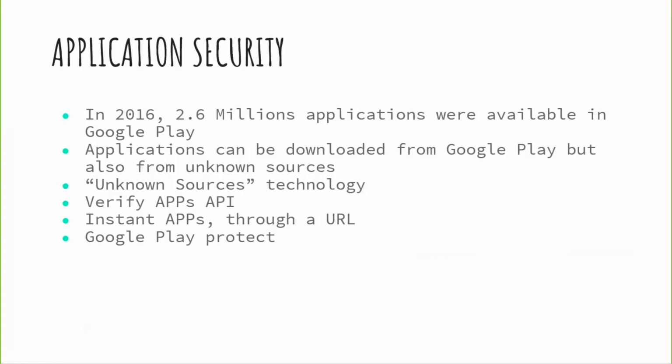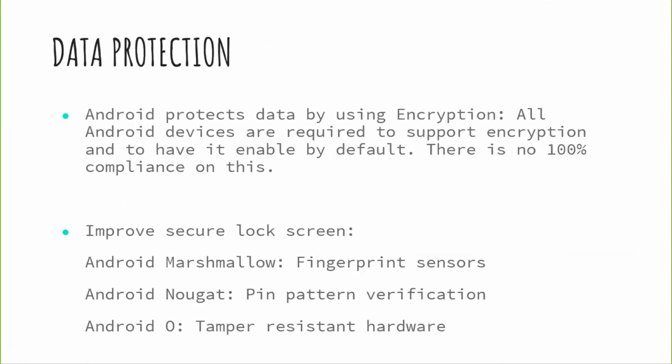Now let's talk about data protection. Android protects data by using encryption. All Android devices are required to support encryption and to have it enabled by default since the Android Marshmallow version.